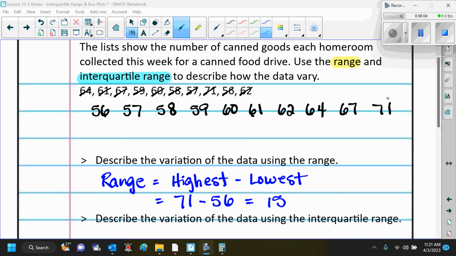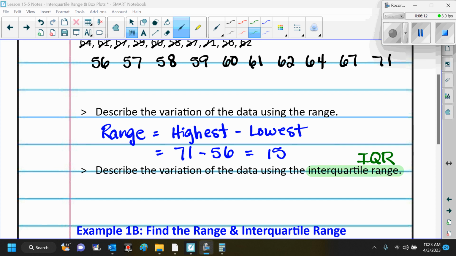Now, in order for us to find the interquartile range, we have to first start with the median. So I'm going to abbreviate the interquartile range as the IQR. So the median is the middle data item in the middle of the set when the data is in order from least to greatest. So here we have 10 numbers. So remember that shortcut I showed you last class? 10 divided by 2 is 5. So that means we need to count from the front and the back. So that's 1, 2, 3, 4, 5, and 1, 2, 3, 4, 5. Now, since we have two middle numbers, that means the median is going to be somewhere in between, okay? So that's going to be 60 plus 61 divided by 2, and that, of course, is going to give us 60 and a half.